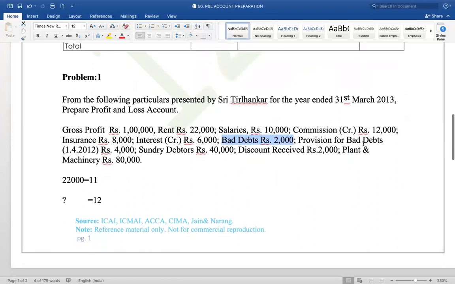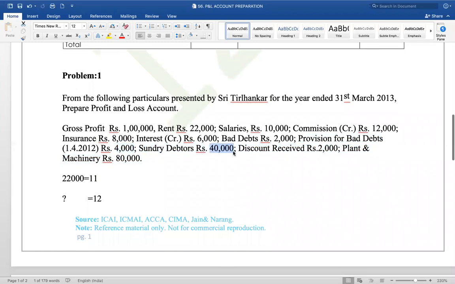Provision for bad debts, 4,000. And what is sundry debtors? 40,000 is the sundry debtors amount. So 4,000 in 40,000 is 10%, right? So 10% is the provision for bad debts. 4,000 is 10% of 40,000 debtors. Okay.